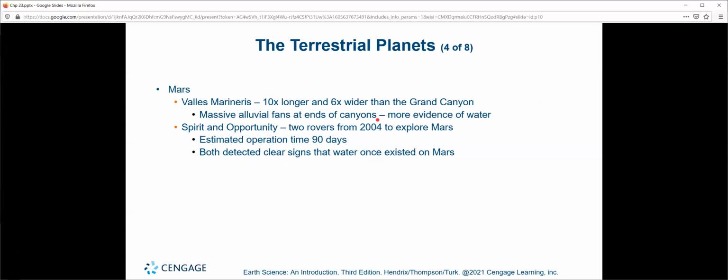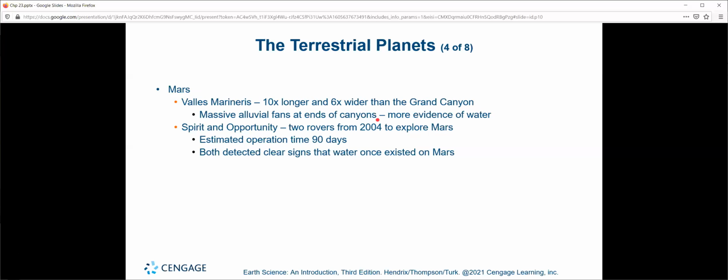Mars has a gigantic Grand Canyon on it. Valles Marineris. I'm sorry, I should know that better. It's about 10 times longer and 6 times wider than the Grand Canyon, with alluvial fans. We talked about alluvial fans in this class before. Alluvial fans are the way that water is deposited out of a river into a larger body of water, a delta, what have you. If we see alluvial fans on Mars, that's evidence that we probably had water to produce those, because on Earth you get these alluvial fans from the motion in these canyons due to water. Spirit and Opportunity were 2 rovers that went to explore Mars, to drive around.